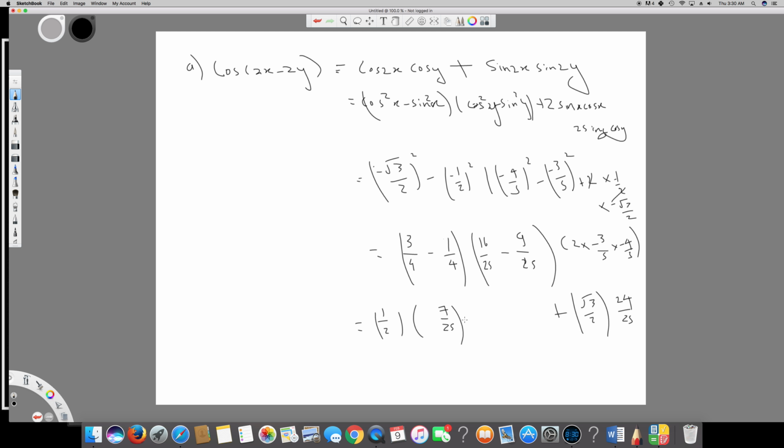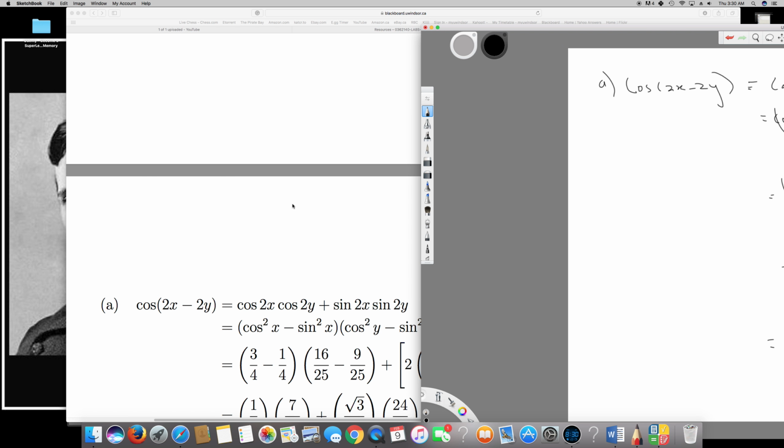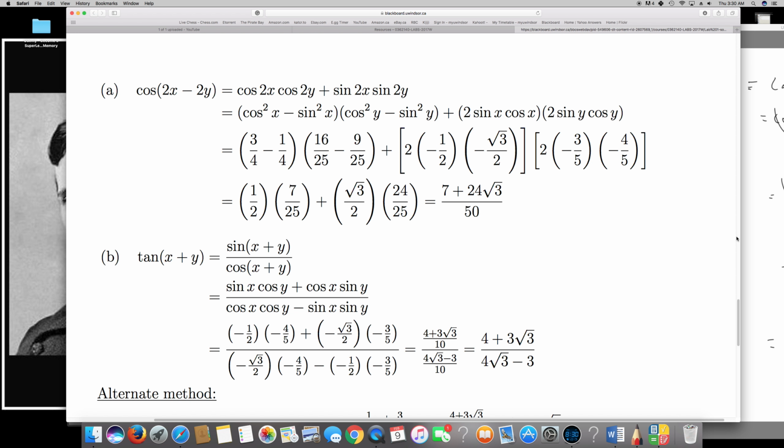And since this is true, plus root 3 by 2 multiplied by 24 over 25 is going to be 24 root 3 over 50, and the other side is 7 over 50. So 24 root 3 over 50 and 7 over 50. If I add both together, the answer is going to be (7 plus 24 root 3) over 50. This is our final answer.